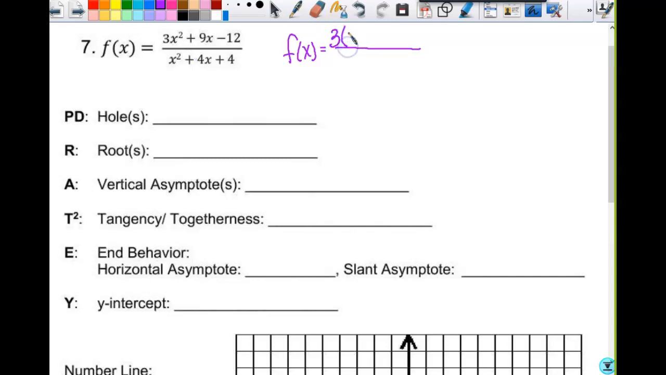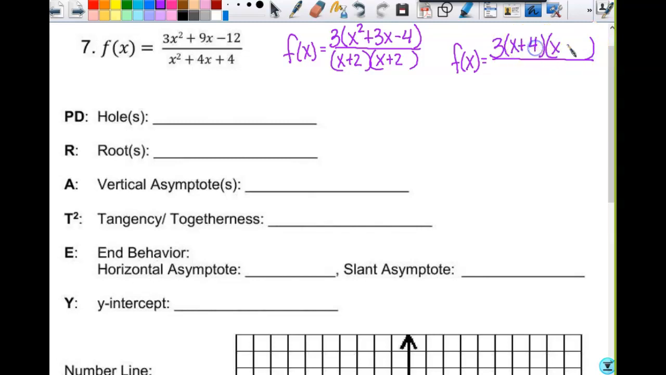So I can factor this 3 out. That leaves me with x squared plus 3x minus 4. In the denominator, I'm going to get x and x. This will be plus 2 and plus 2. So I've got to keep going. F of x is equal to, so in the numerator it's going to be 3 times, then I'll have 2 binomials, x and x. It'll be a positive 4 and a negative 1. And then what do I write for the denominator? Good, x plus 2 squared.